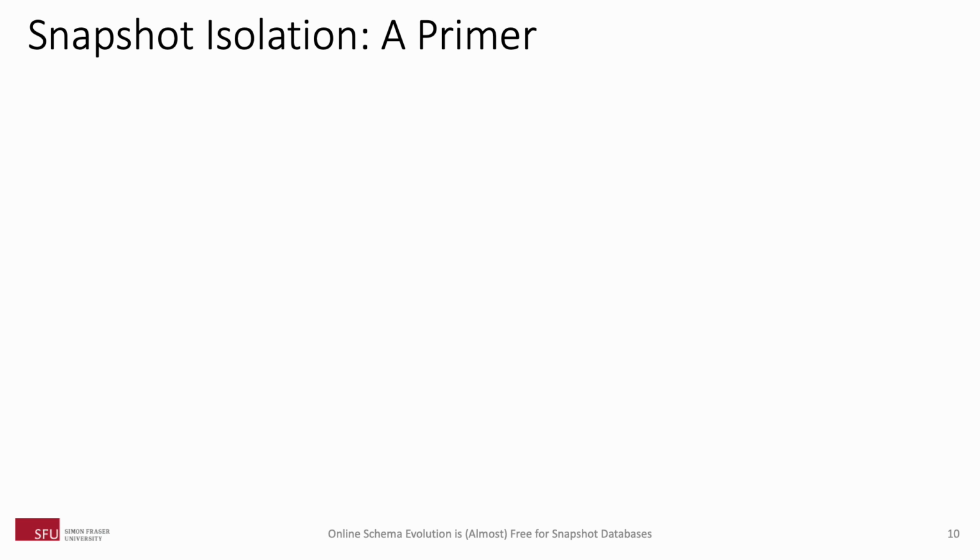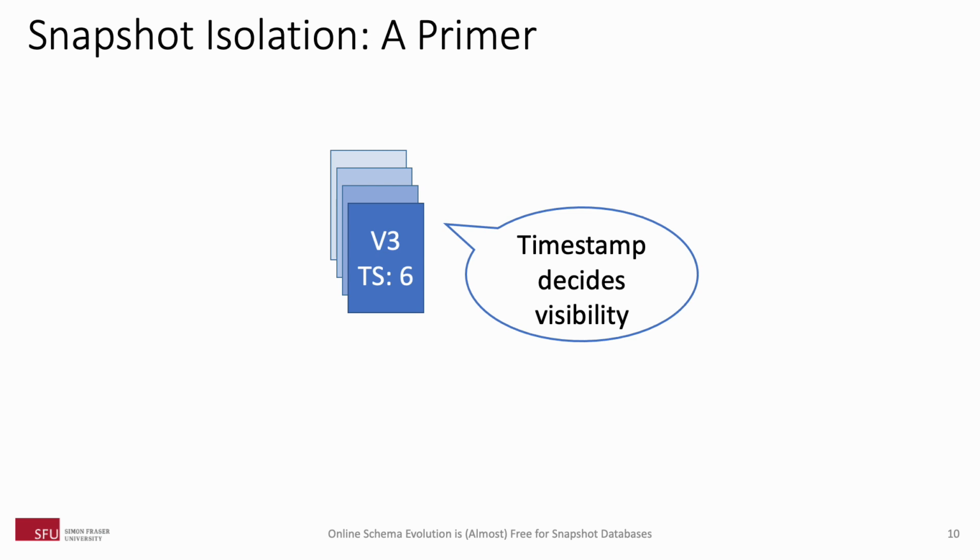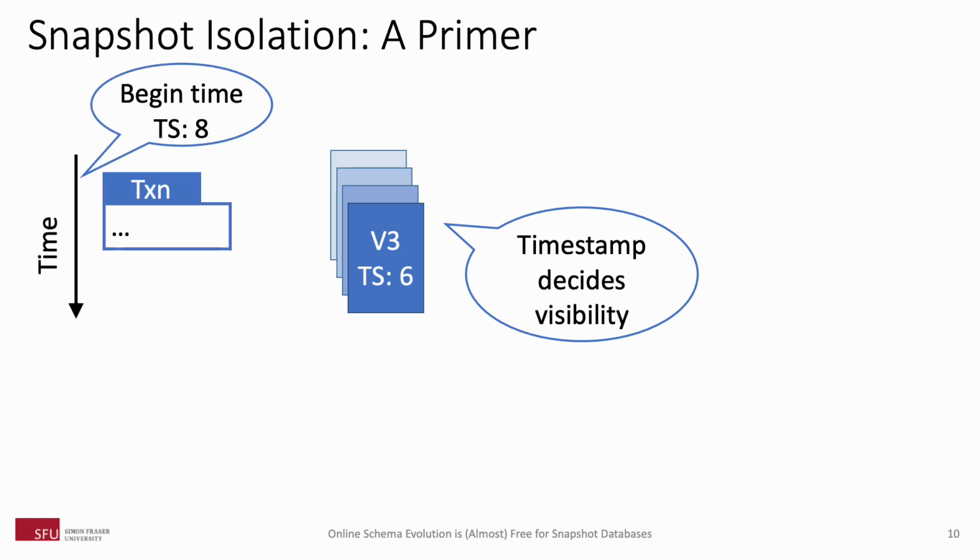Under SI, each record has multiple versions. So for this example here, the latest version of the record is v3 with a timestamp 6. The timestamp here can decide the visibility. For example, a transaction with begin timestamp 8 can see this latest version v3, because 8 is larger than 6. And if the transaction wants to update the record, it will install a new version called v4.